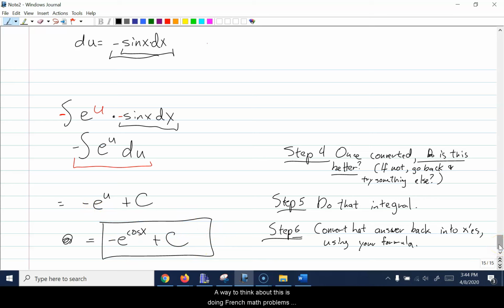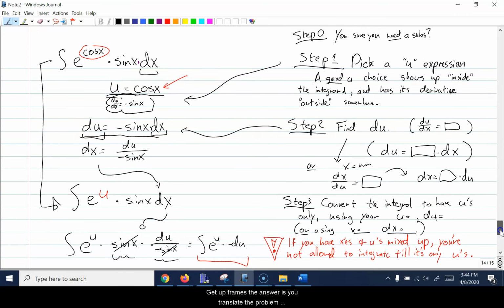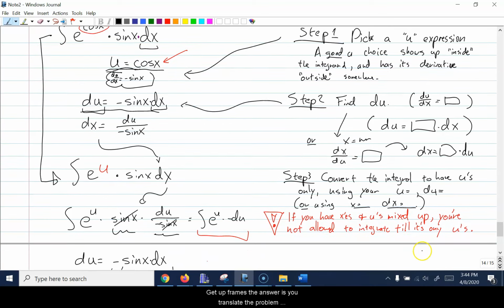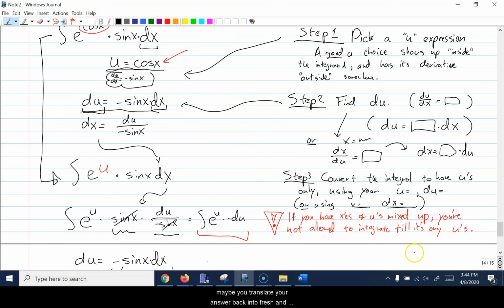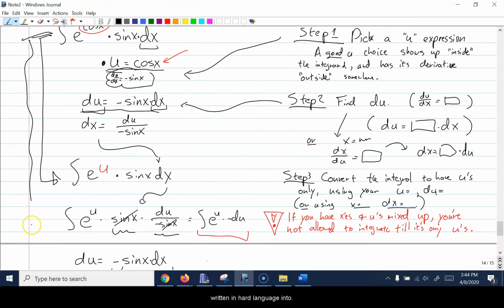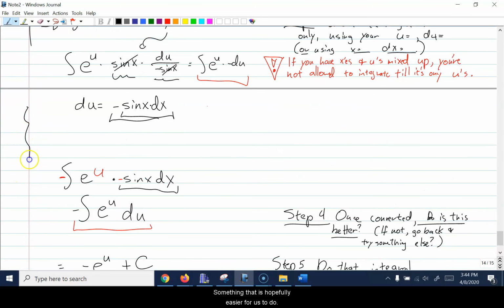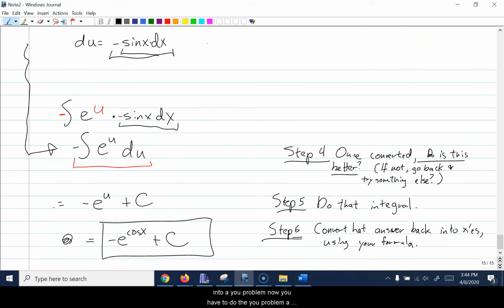A way to think about this is doing French math problems. How do you do a French math problem? Most of the time, or if you're not French, the answer is you translate the problem into English, you do the problem in English, and then maybe you translate your answer back into French. And that's kind of a way of thinking about what these steps were. This u is an attempt to translate the original problem, which is written in hard language, into something that is hopefully easier for us to do. So this was translating the problem from an x problem into a u problem.